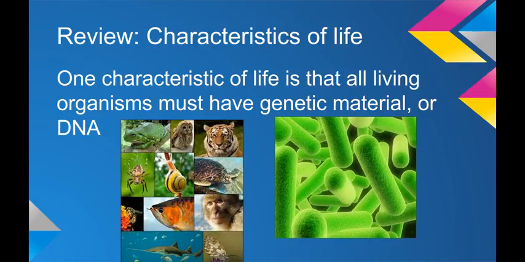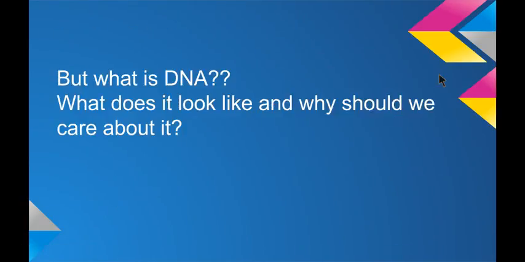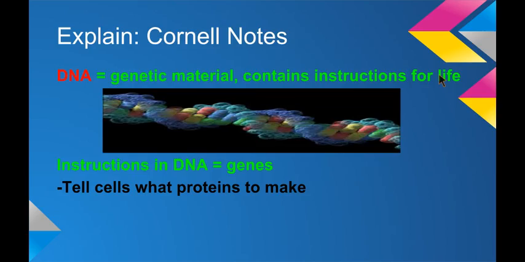So, a quick review. We know that all living organisms share 8 characteristics. One of those characteristics is that they must have DNA, or genetic material. All living organisms, no matter what they look like, bacteria, monkeys, fish, they must have DNA in order to be alive. What is DNA? What does it look like, and why do we care about this 3-letter word, DNA?